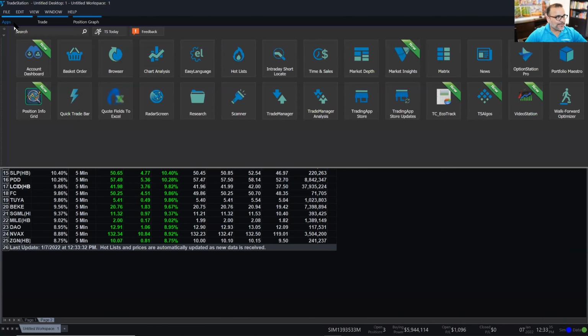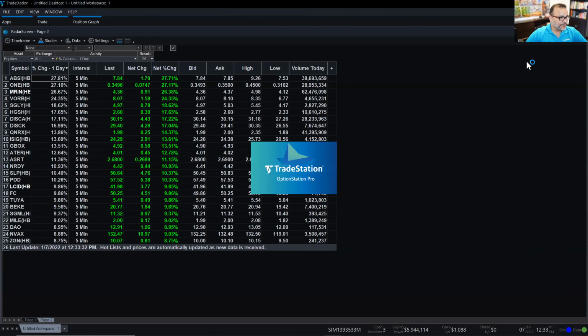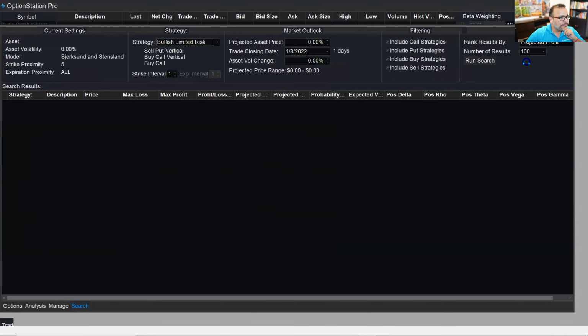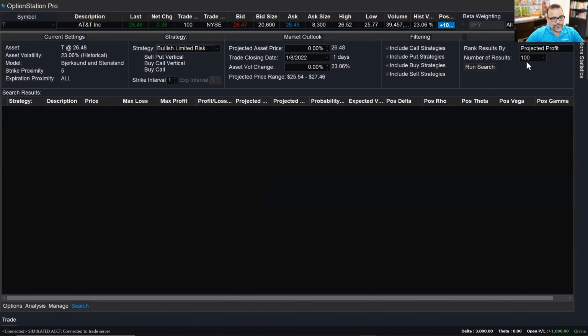I'm going to go here to the apps, and I'm going to go to Optionstation Pro. All right, let's take a look. So Optionstation Pro pulls up. As you can see, it opens up on the search tab because that's what I was looking at before I started the class. But that's where you find the search. Just look at the very bottom left of your Optionstation Pro. You're going to see 4 tabs. I'm talking about the last tab named search. This is where the tool is. This is what we're going to focus our class on today.